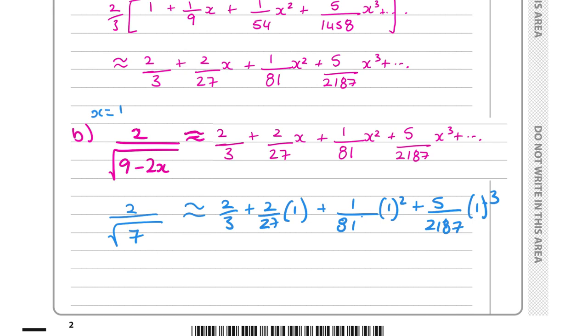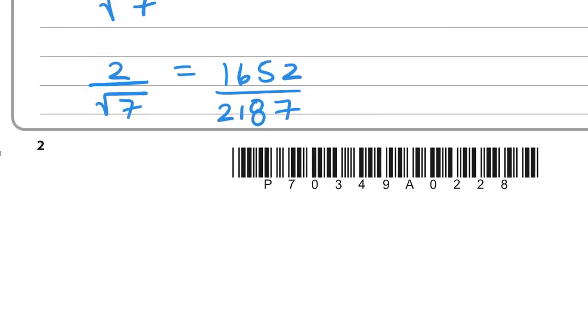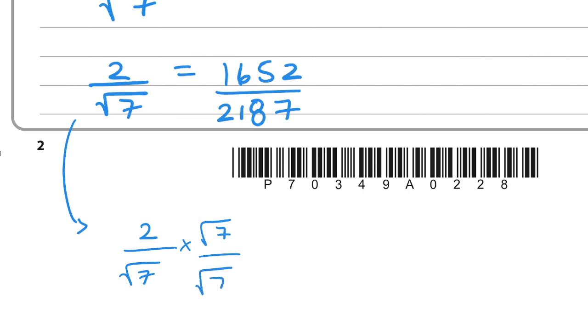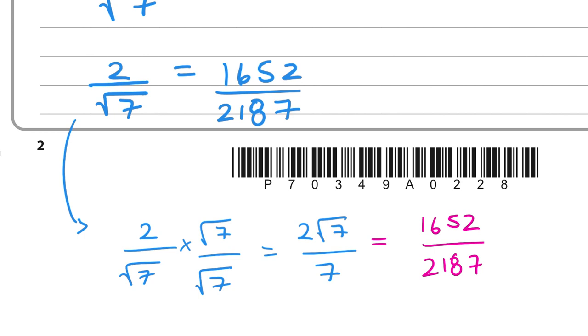Okay, so I now have 2 over root 7 equals 1652 over 2187. However, I don't want 2 over root 7, I want root 7. So if I think about 2 over root 7, I know I can rationalise the denominator. If I multiply both by root 7, I'm going to have 2 root 7 over 7. Okay, again, I have not changed this. Even though I've multiplied this by root 7 over root 7, this is technically still 1. 2 over root 7 is the same as 2 root 7 over 7. They're exactly equivalent. So this equals 1652 over 2187 using the approximation and substituting x equals 1.